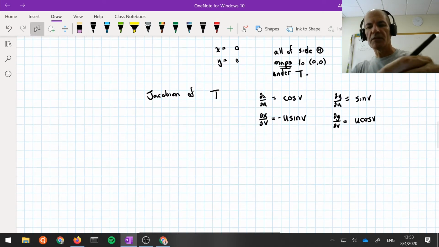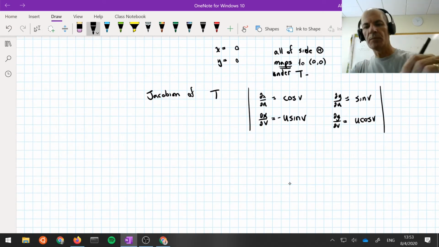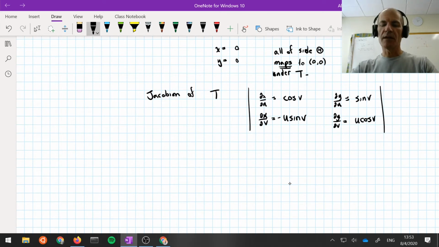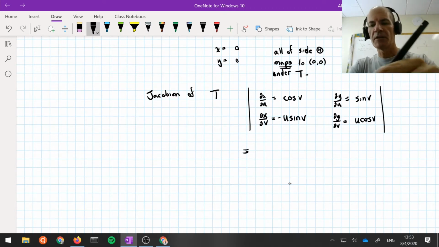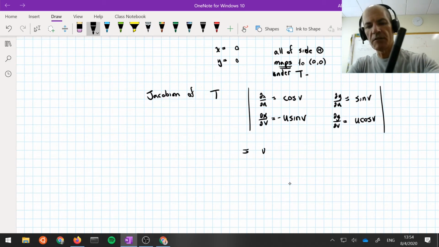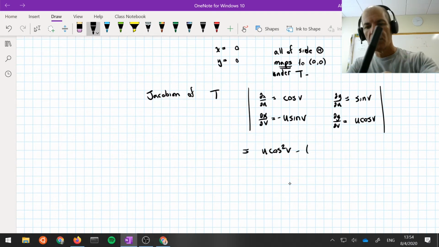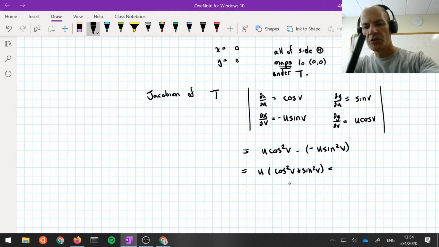Now what happens is this is sort of like a little 2 by 2 matrix, and just like in the cross product, we can take what we call the determinant of this 2 by 2 matrix. We can take the determinant of this and we get u cosine squared v minus negative u sine squared v, and that simplifies to u times cosine squared v plus sine squared v, which is just u because of the Pythagorean identity.